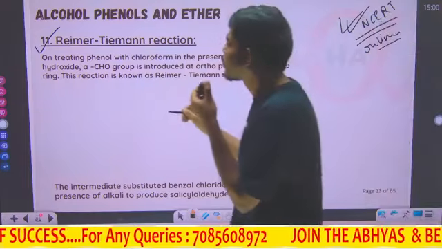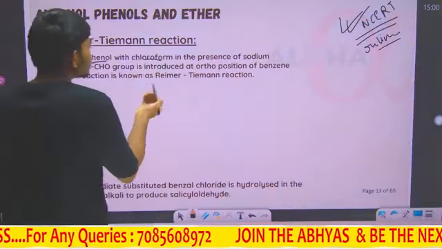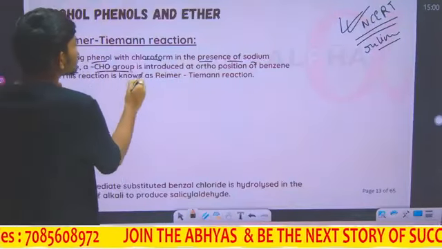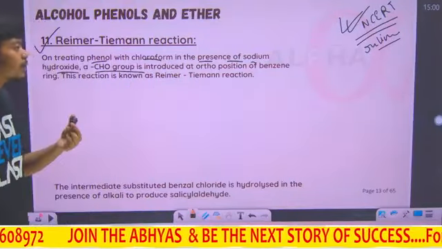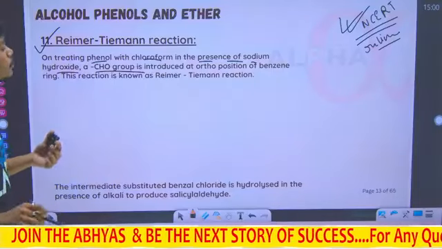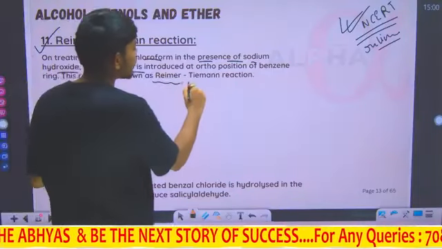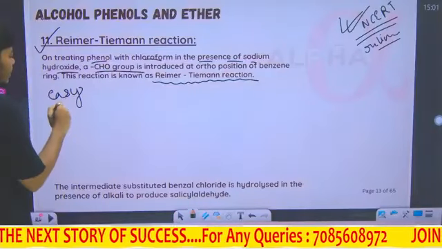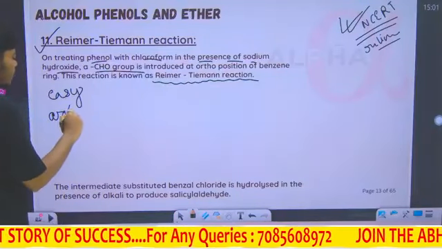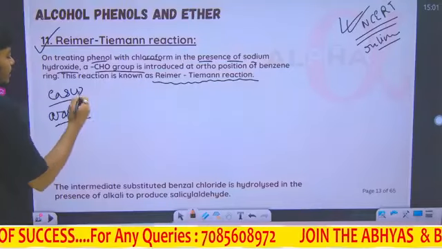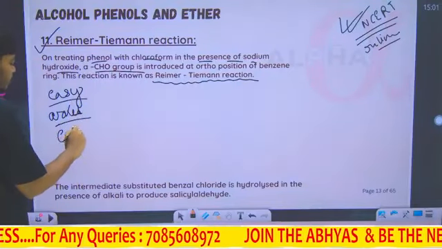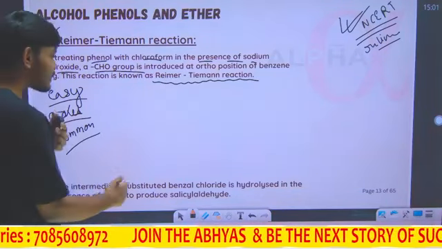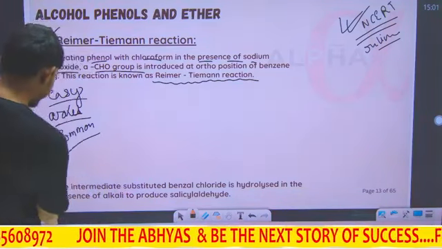So on treating phenol with chloroform, that is CHCl3, in the presence of sodium hydroxide NaOH, a CHO group is introduced at the ortho position. We know everything of the benzene ring. This reaction is known as the Reimer-Tiemann reaction. Very popular, very familiar. This is a very easy reaction. Many a time this reaction is asked, though it is very easy, very common. So that's it. I can show you the reaction in the next slide. So let's see.